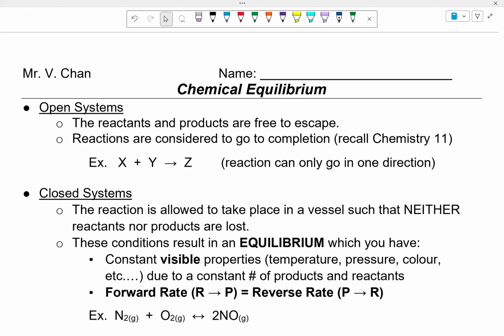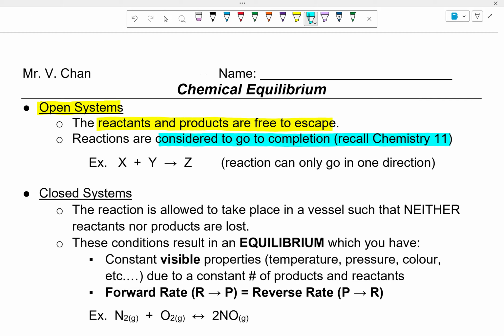Now, up until probably the reaction rate unit, when we talked about chemical reactions, we talked about them being in open systems. Now, open systems are basically when the reactants and products are free to escape. And when we have an open system, what happens is the reactions are considered to go to completion. This was basically grade 11.